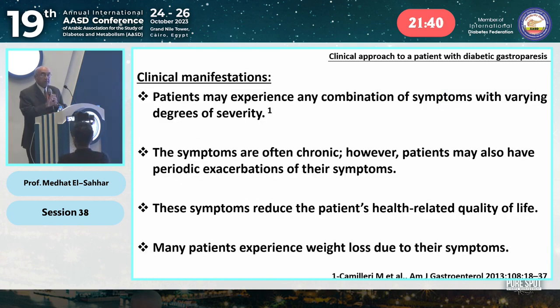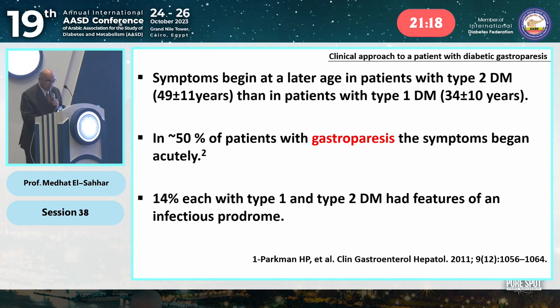The patient may experience any combination of these symptoms, for example nausea and vomiting, or nausea and bloating. Usually the symptoms are chronic, with exacerbations. They increase and decrease, and they will affect the health-related quality of life. They may even reach a point where the patient will be malnourished. Symptoms begin usually later in type 2, but in type 1 they begin earlier.